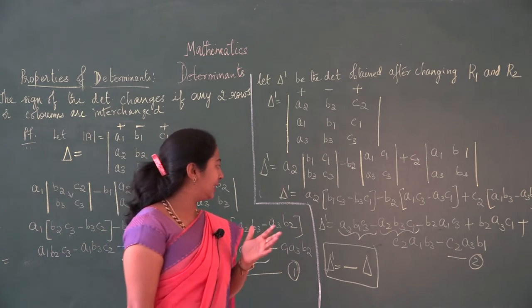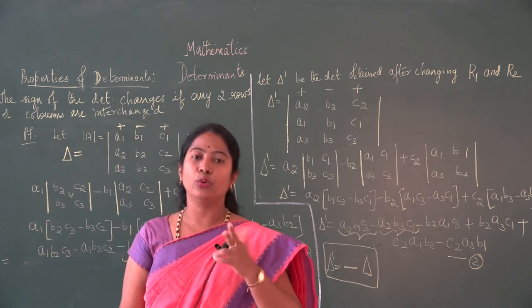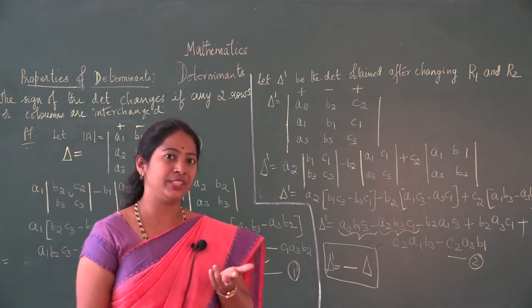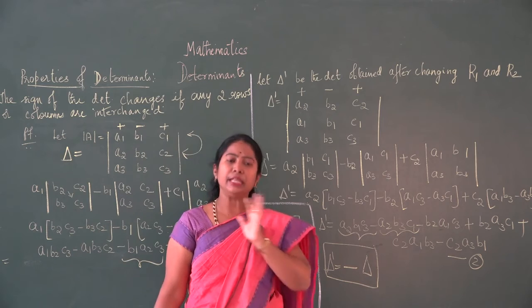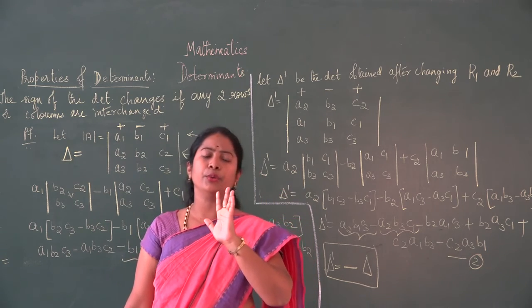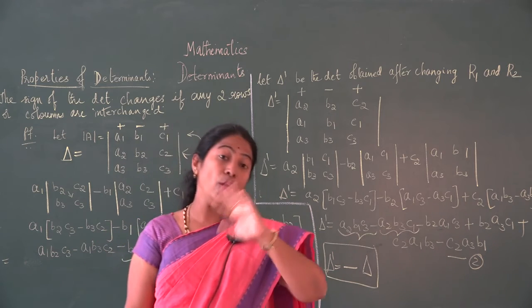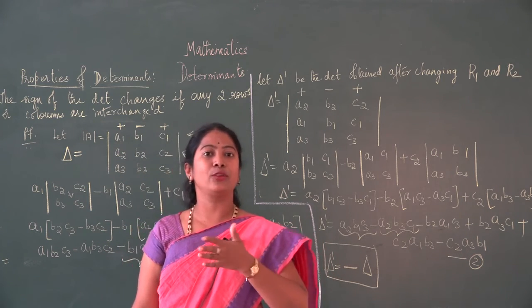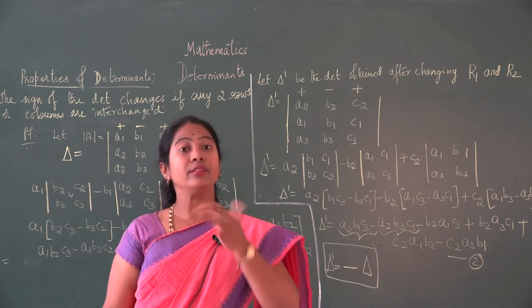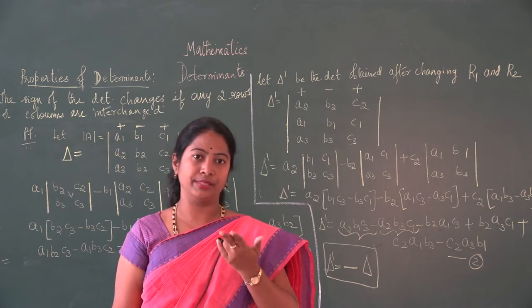Hence, we can say that the value of the determinant changes its sign when 2 rows or 2 columns are interchanged. In this property, I have interchanged R1 and R2, but it need not be only R1 and R2. You can interchange any 2 rows, maybe R1, R3 or R2, R3, or you can interchange columns as well, C1, C2 or C1, C3 or C2, C3. You can interchange any 2 rows or any 2 columns.